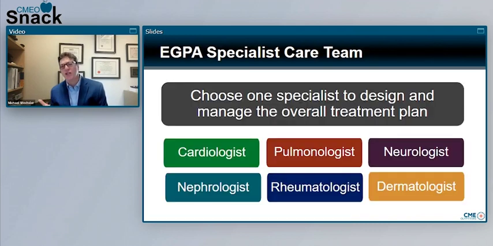So who managed your disease? A lot of times patients require a variety of different specialists because this disease affects so many different organs, from the heart to the lungs to the nerves to the joints to the kidneys to the skin. So who helps manage your disease?